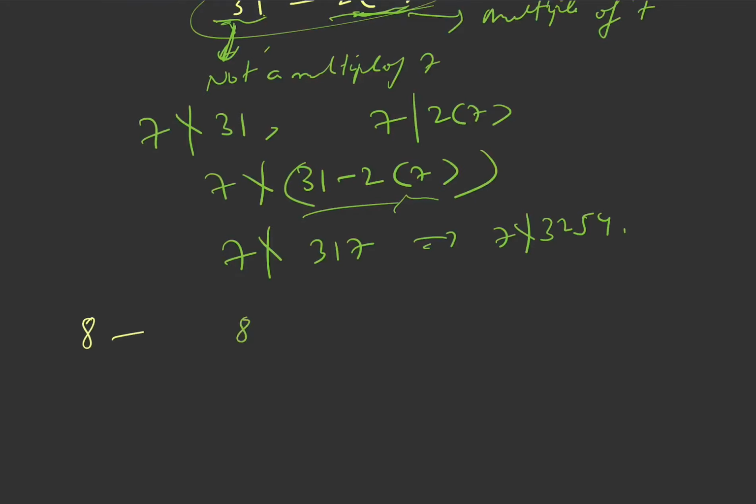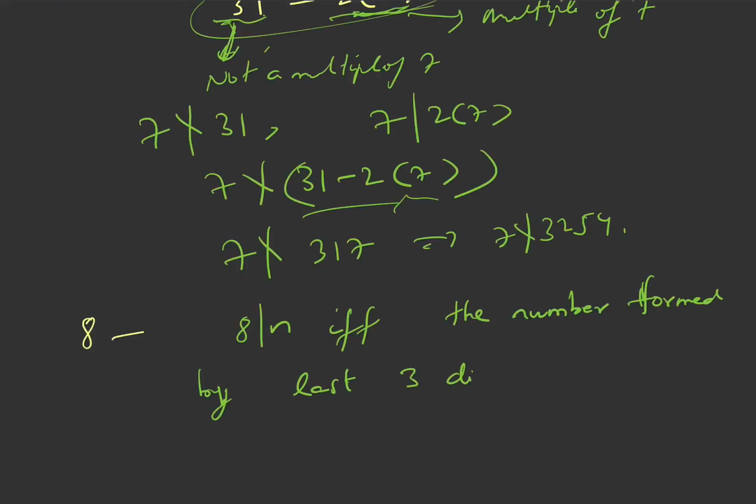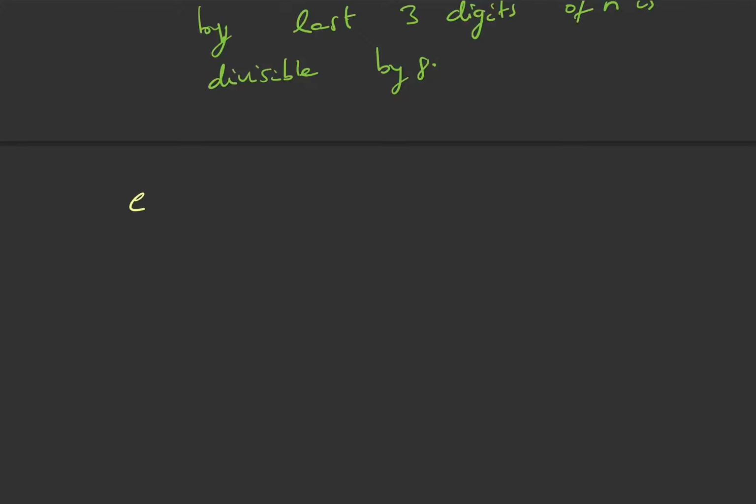And for 8, we just need to check that 8 divides n if and only if the number formed by the last 3 digits of n is divisible by 8. For example, if I take say 3125, okay, no, 3125 is anyways not divisible because it is odd. So let us take 2000, right?